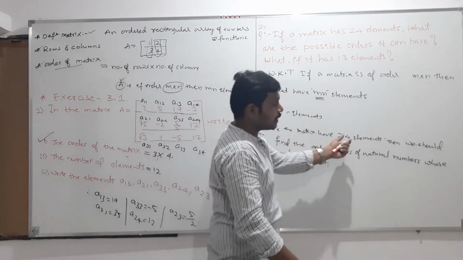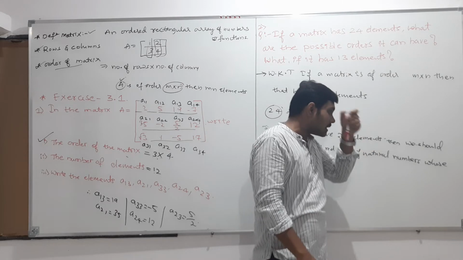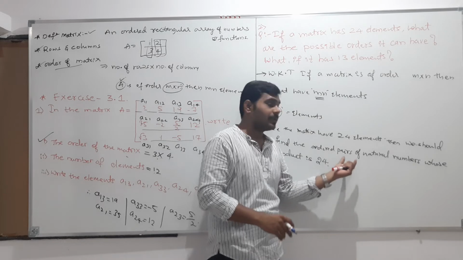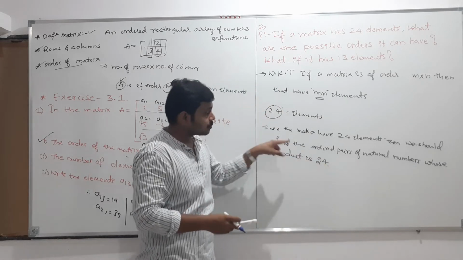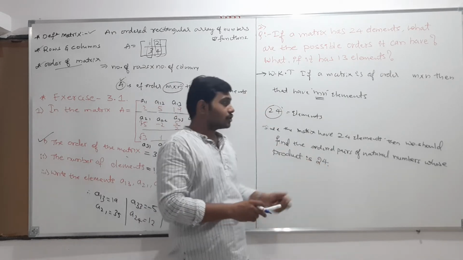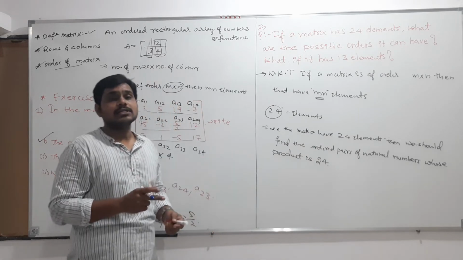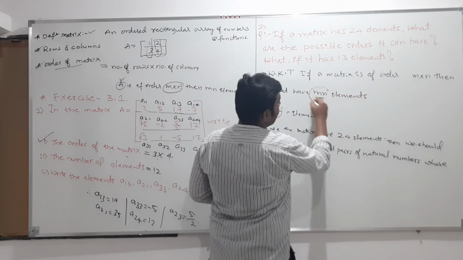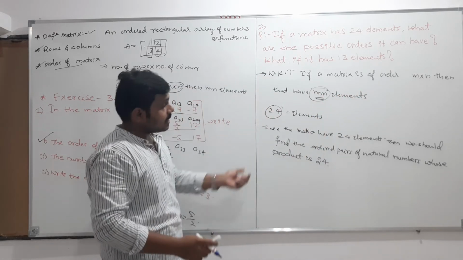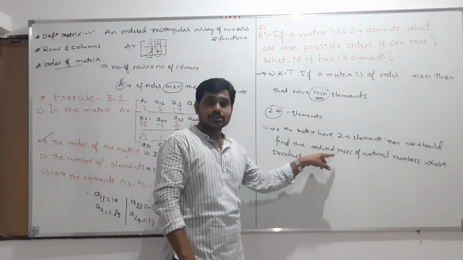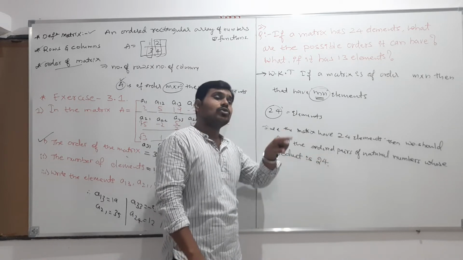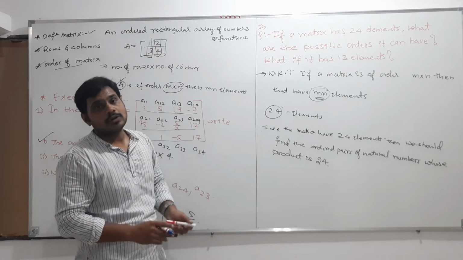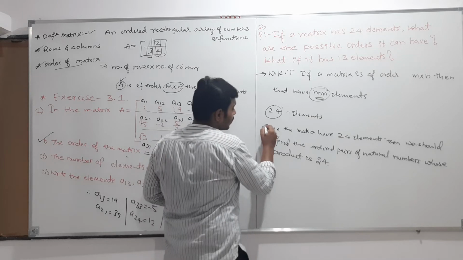Since the matrix already has 24 elements, we should find the ordered pairs of natural numbers whose product is 24, because we know that if the matrix is of the order m cross n, then it has mn elements. So if I know the ordered pairs of natural numbers whose product is 24, then all those ordered pairs are the possible orders of a matrix with 24 elements. So what are the natural numbers whose product is 24?